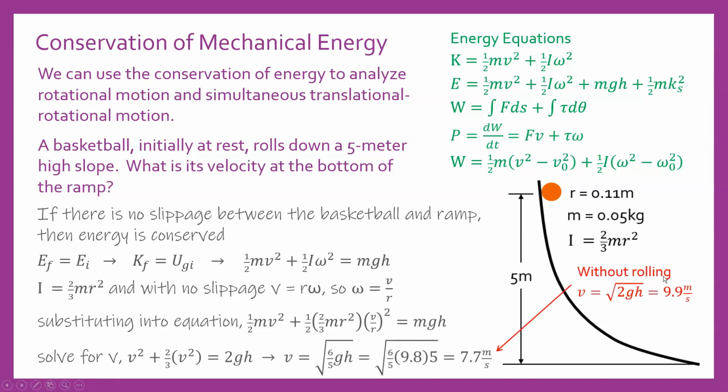Notice that without rolling, without that rotational motion, the expression for the velocity would have been the square root of 2gh, and the velocity would have been 9.9 meters per second. So once again, we're seeing that when an object rolls, it is giving up some translational acceleration in order to provide energy for the rotational motion.